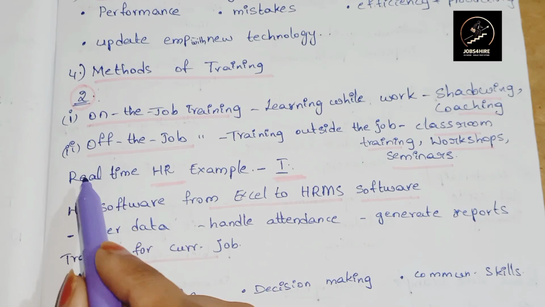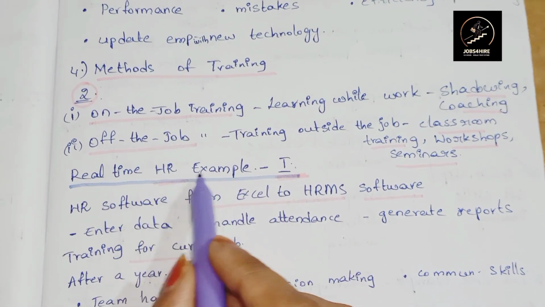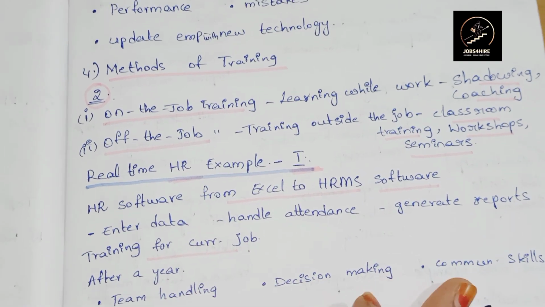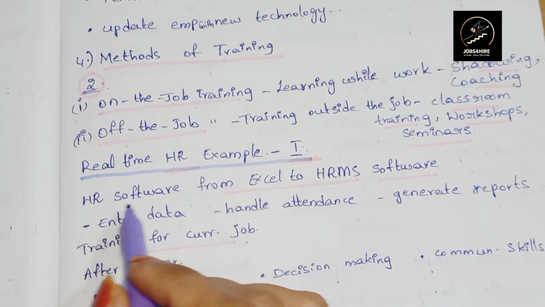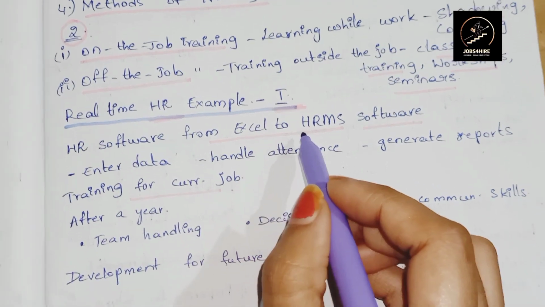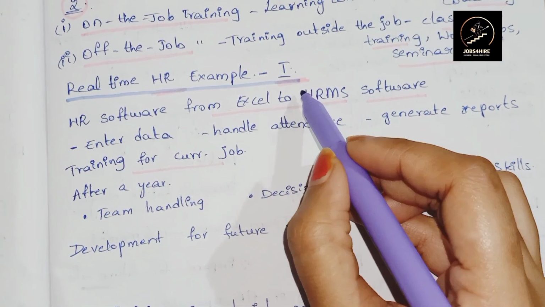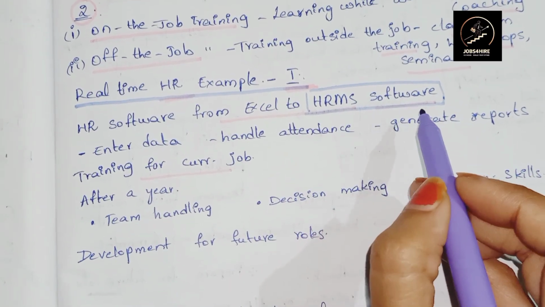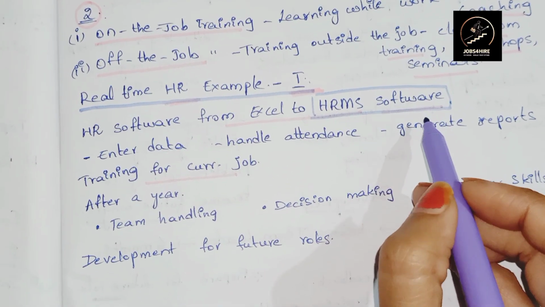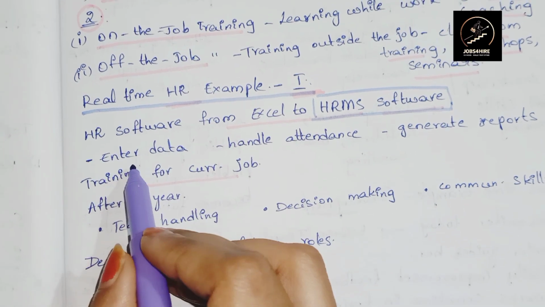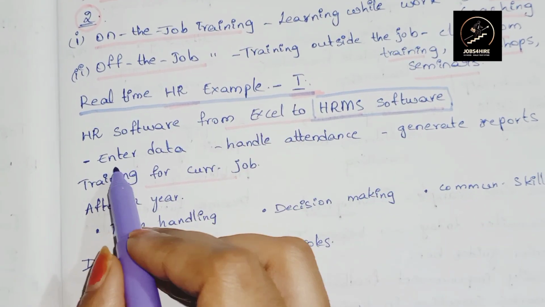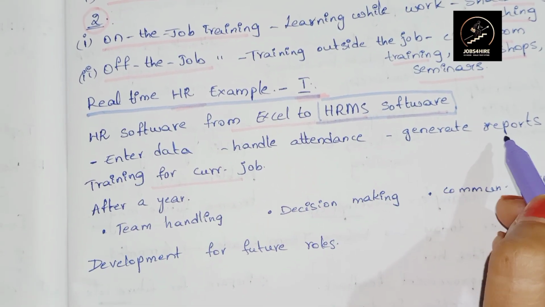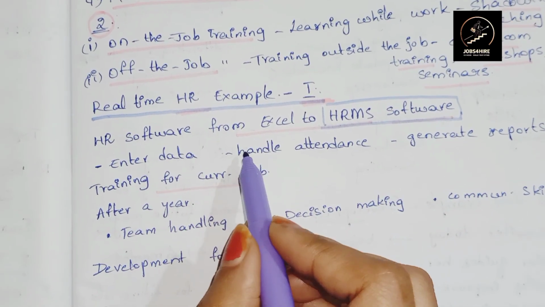For example, a real time example of HR training. This is a training example. If a company updates HR software from Excel to HRMS software, which is a new software, a new system, the employees have to learn it in the training. So here the company provides training on how to enter data, how to handle attendance, how to generate reports. This is the training for the current job.